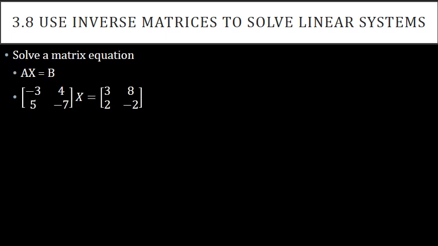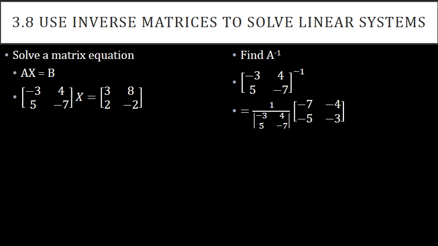So let's solve this matrix equation. AX equals B. Matrix A is this: negative 3, 4, 5, and negative 7. Matrix B is 3, 8, 2, and negative 2. First thing we need to do is find the inverse of matrix A. So here's the inverse.